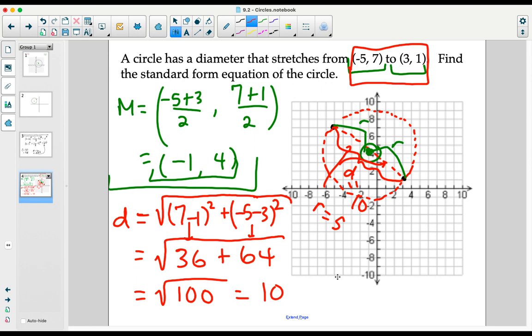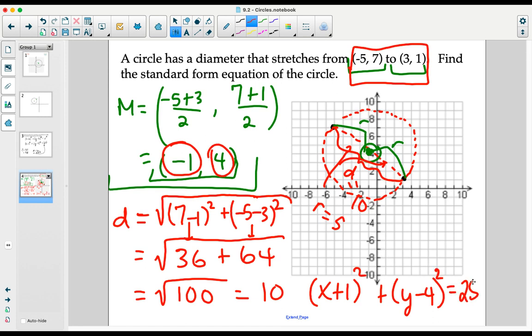And now we have all of the information that we need for the standard form. x minus the x coordinate of the center. Here's the x coordinate of the center. y minus the y coordinate of the center. Here's the y coordinate of the center. And the radius squared. We come up with the center by using the midpoint formula. We come up with the diameter and therefore the radius by using the distance formula.